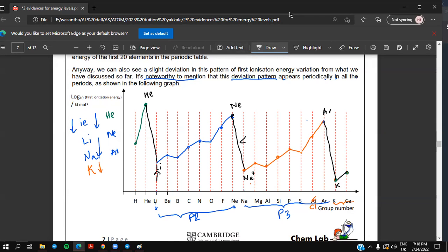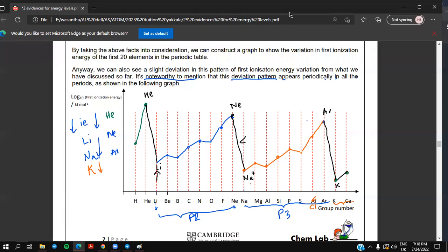You are supposed to know this very well: the pattern, the relative positions, everything. So have a good look at it and try to find a way to remember.